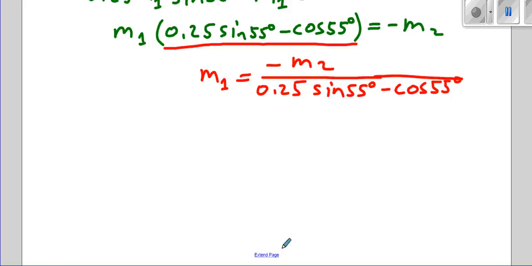From here on, it's simple substitution. In this case, it's negative m2 over 0.25 sine 55 degrees.